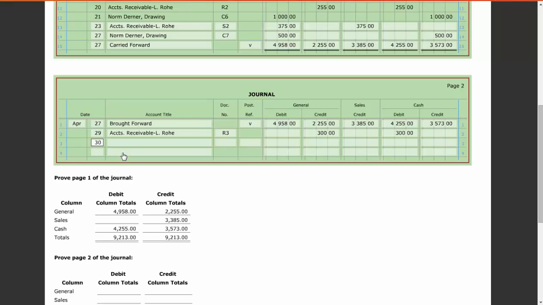So my two accounts that I'm affecting, receive cash from sales. Cash and sales. Do we have a special column for cash? Special column for sales. Check mark goes in the account title section. And if I put a check mark in the account title section, I put a check mark in that post reference column. I only have one column for sales, so it's got to be sales credit, and then it'll be cash debit.